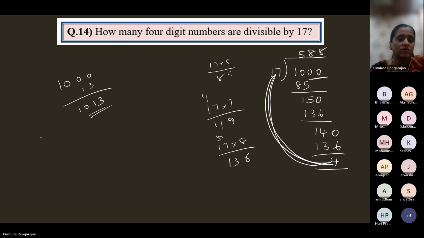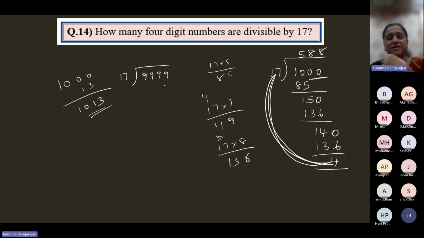Now the last one. For that, use 9,999, the greatest 4-digit number. Divide that by 17. So 17 5s are 85. 14 is a remainder. 9 comes down. Then 17, we've seen it here, 8 times. How much? 136. What's the remainder?